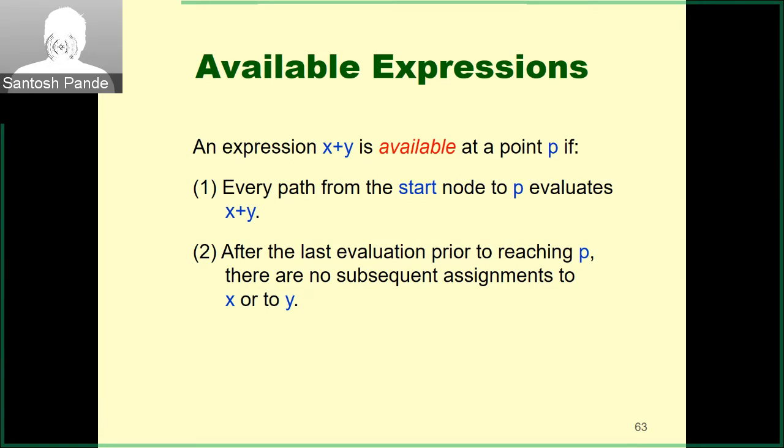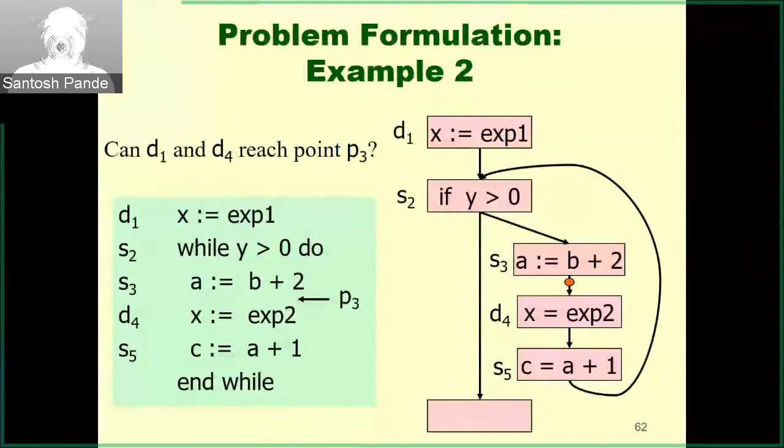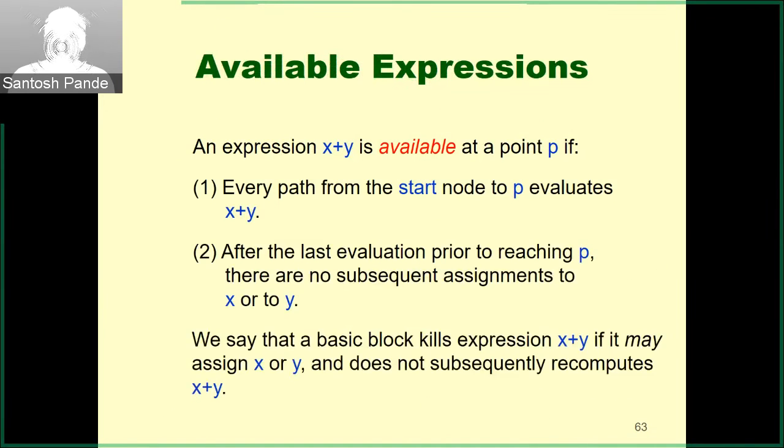Now, if we have multiple evaluation points, they themselves might differ in terms of what values of x plus y they generate. That's not the point. The point is this, that between the last evaluation of x plus y and the value at P, they must be identical. So again, in this particular case, if you apply this condition to your copy propagation, it's going to be true.